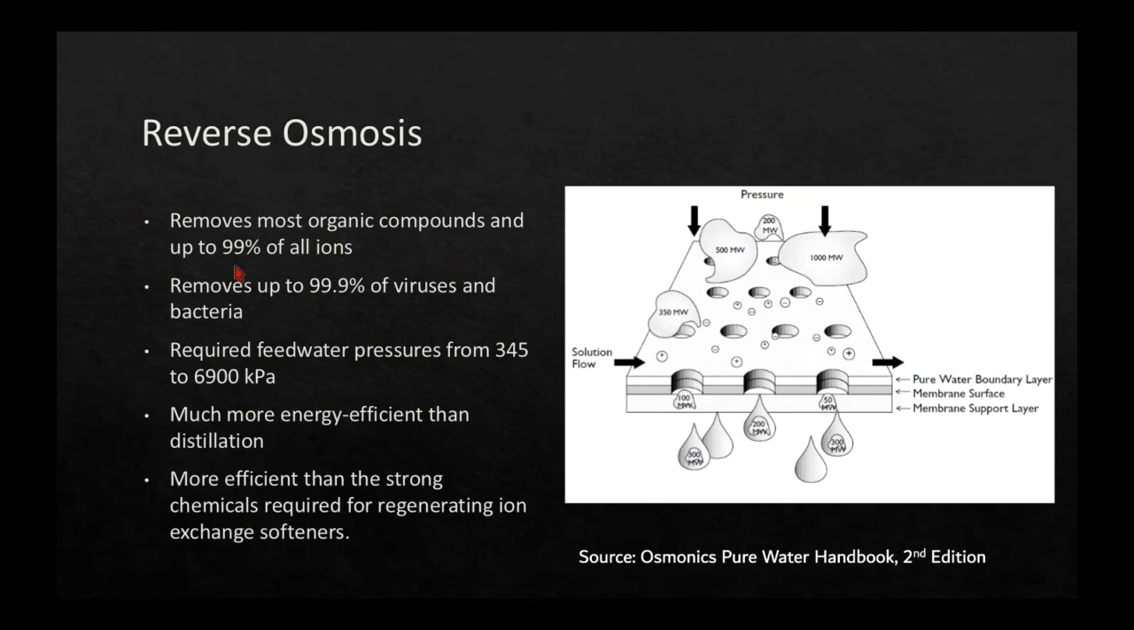So what do we end up doing with this membrane? Removing most organic compounds, like 99% of all ions. We can remove viruses and bacteria, 99.9% of viruses and bacteria. What kind of pressure is required to overcome osmotic pressure? Well, from my source, it said 345 to 6900 kPa. You can find this online, the Osmotic Pure Water Handbook, second edition. It's a free PDF download. It's a pretty good book.